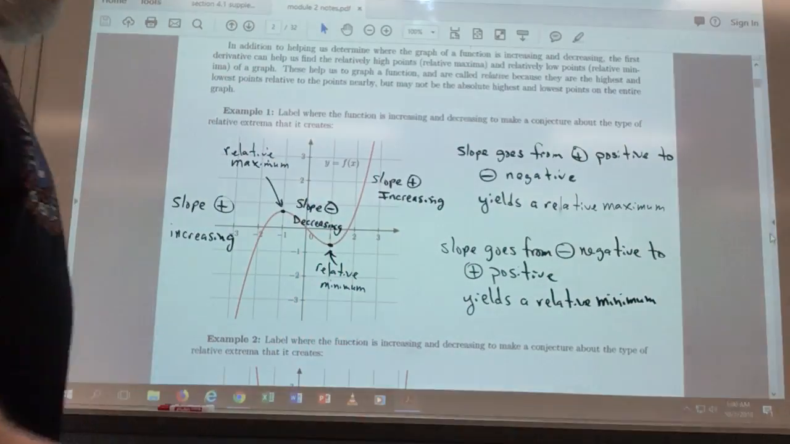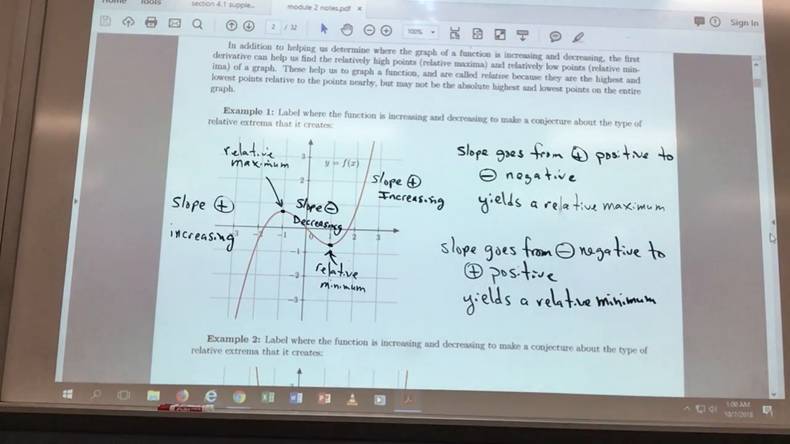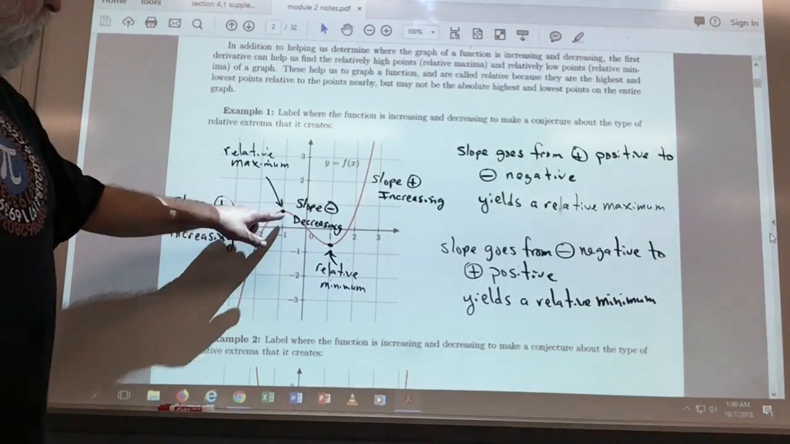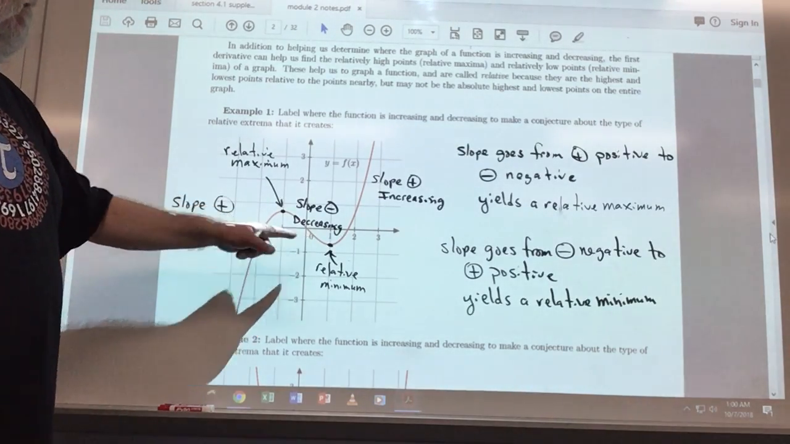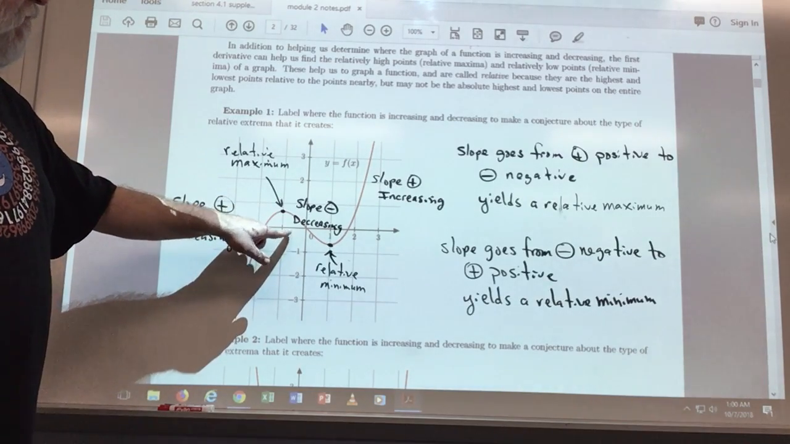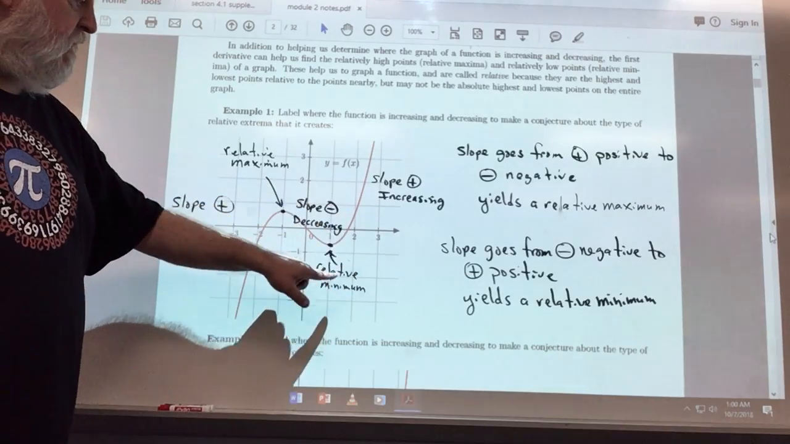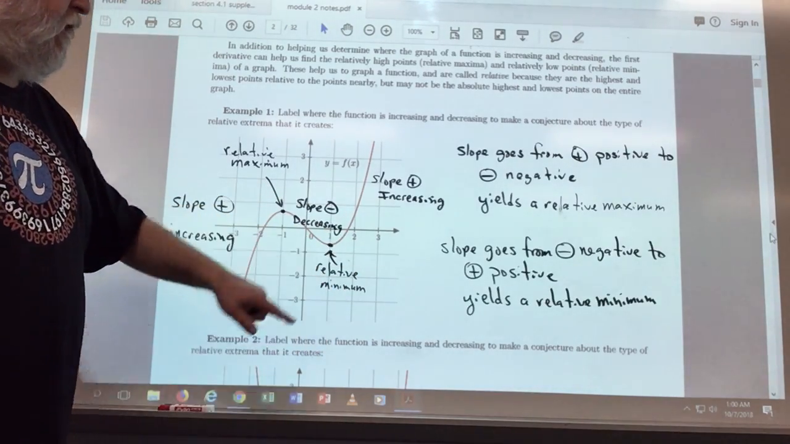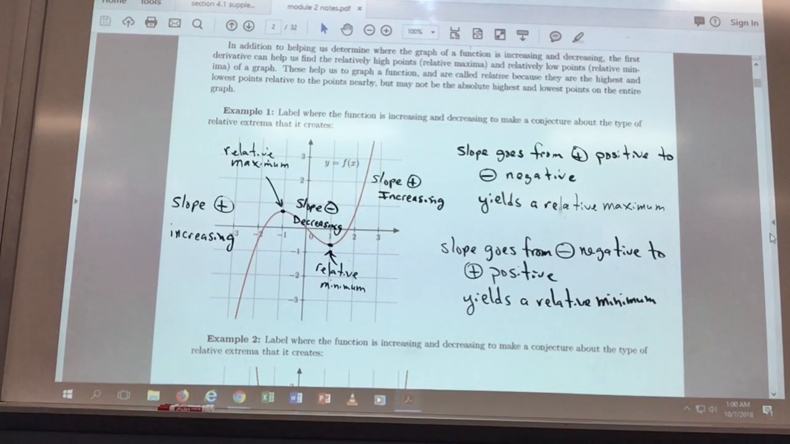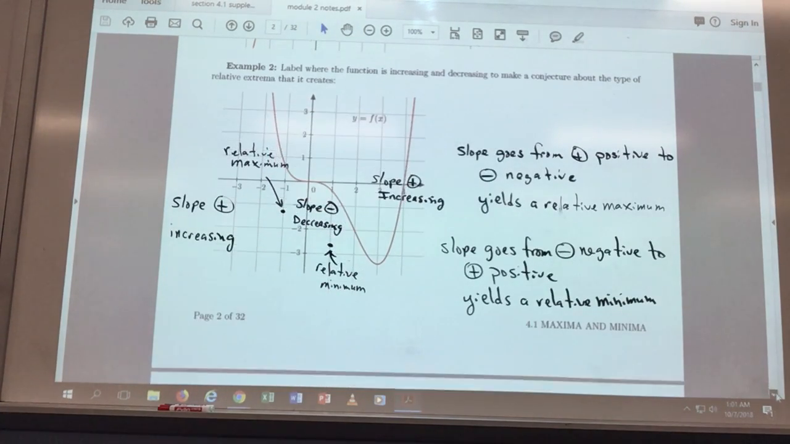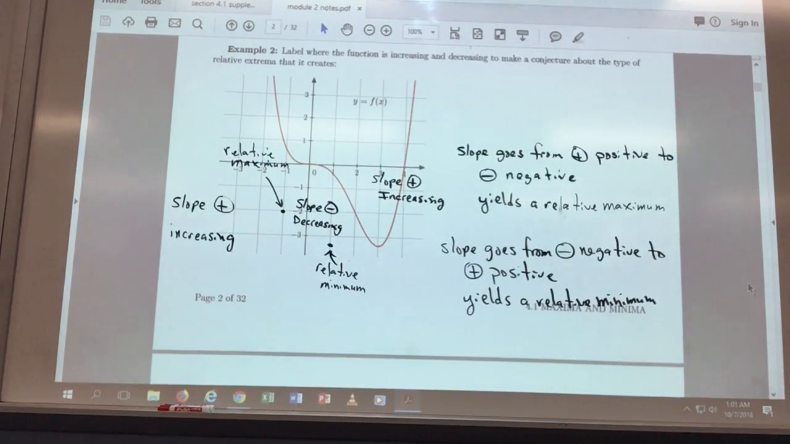That's important in determining, given a function, where the relative minimums and the relative maximums are. So if slope around a point goes from positive to negative, we know that's going to create a relative maximum. If the slope goes from negative to positive around a point, that's going to create a relative minimum. Now let's look at the next graph.